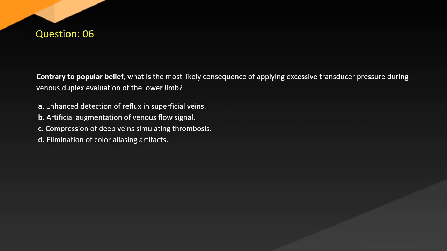Question 6. Contrary to popular belief, what is the most likely consequence of applying excessive transducer pressure during venous duplex evaluation of the lower limb? A. Enhanced detection of reflux in superficial veins. B. Artificial augmentation of venous flow signal. C. Compression of deep veins simulating thrombosis. D. Elimination of color aliasing artifacts.